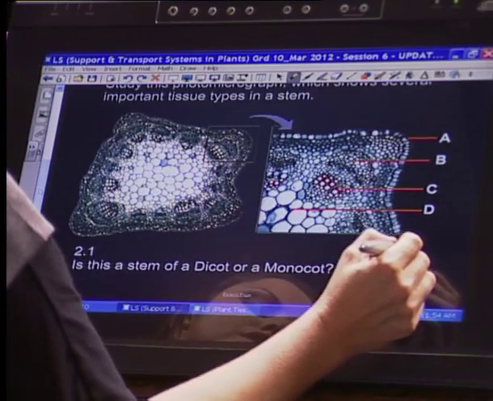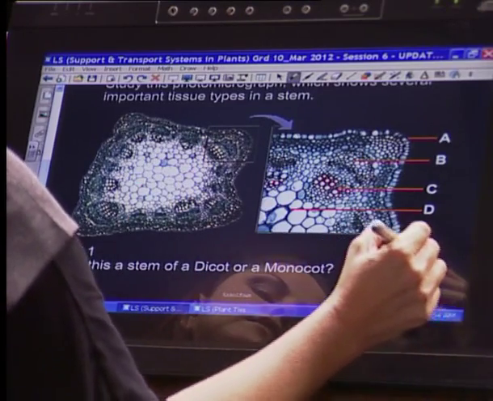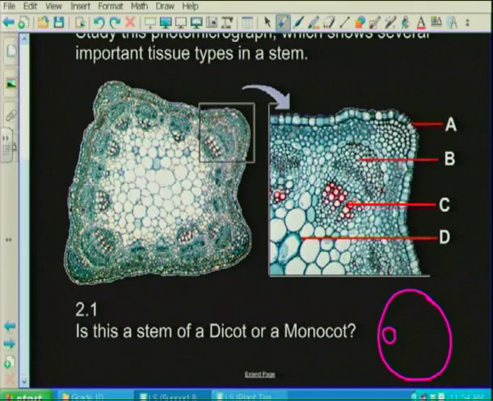Like in that diagram that I drew for you here, where I said that this is your stem and the vascular bundles would be situated in a circle in the stem, like that. Okay, the answer to this question is it is a dicot stem.